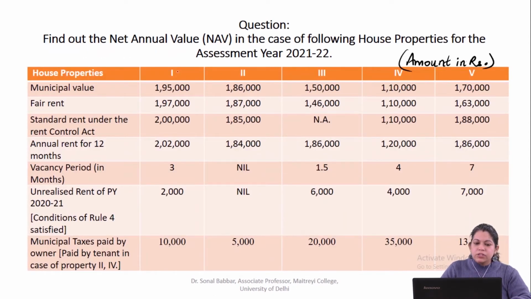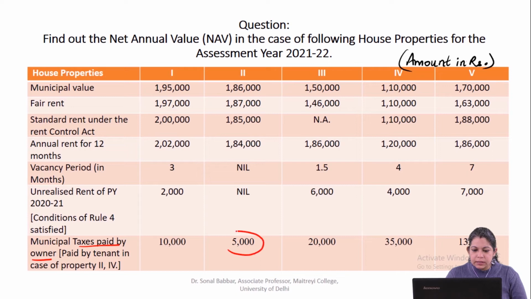Now, another question where we are finding out the net annual value in the case of the following house properties for the assessment year 21-22. Again, 5 properties are given in the question. Municipal value, fair rent, standard rent under the Rent Control Act, annual rent, vacancy period in months, unrealized rent of the previous year 2021 are given, and also the municipal taxes paid by owner. It says the taxes are paid by tenant in case of property 2 and 4.